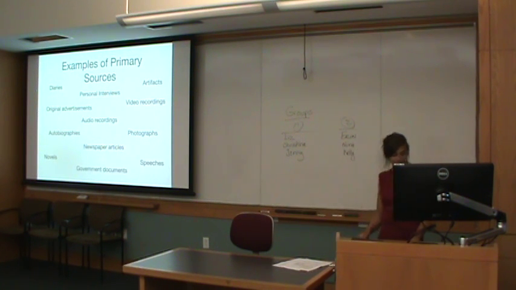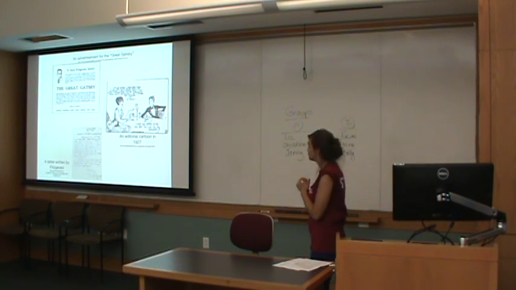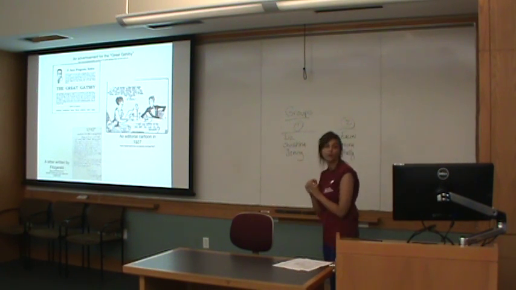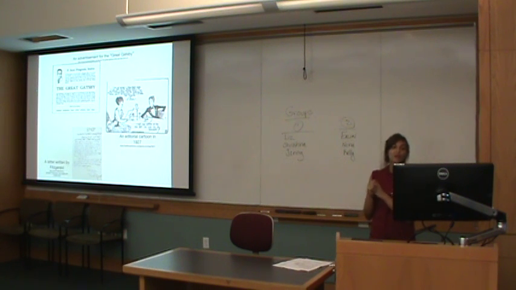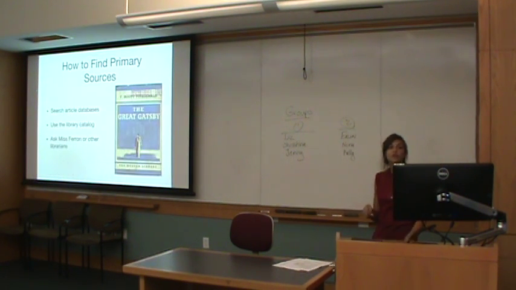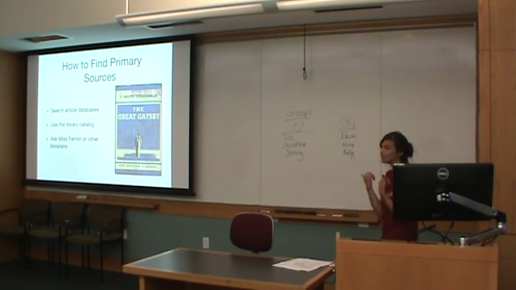Oh, and speeches. So here are a few primary sources we could be using while relating to The Great Gatsby. We have an advertisement for The Great Gatsby when it was published. We have an editorial cartoon from 1927. And we also have a letter written by F. Scott Fitzgerald himself, so that we can take a look at his own personal life. So how do we find these primary sources? We search through article databases, such as Gale or JSTOR, use the library catalog, or you can ask me or the other librarians on hand.